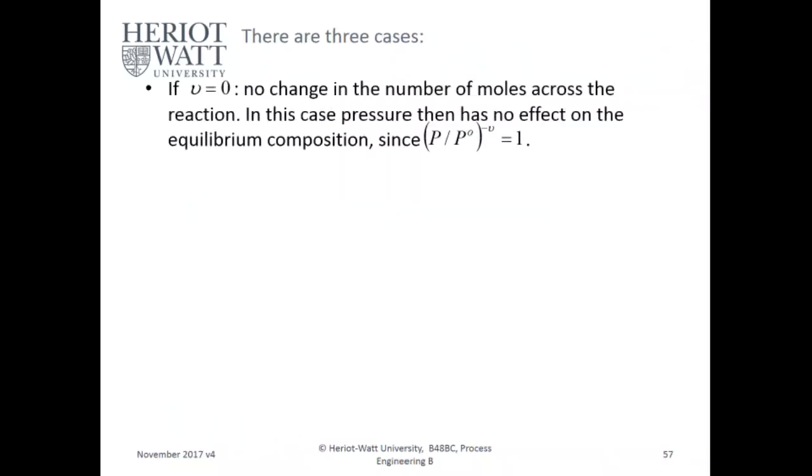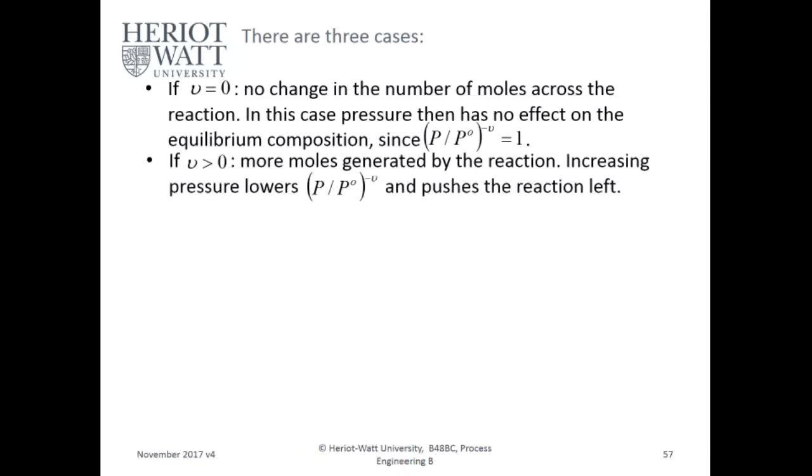There are three cases. If V equals 0, no change in the number of moles across the reaction. In this case, pressure then has no effect on the equilibrium composition, since P over P0 to the power negative V equals 1. So if the number of moles on your reactant side and the stoichiometric moles on your product side are equal, then increasing or decreasing the pressure doesn't affect your reaction in any way. That's Le Chatelier's principle.